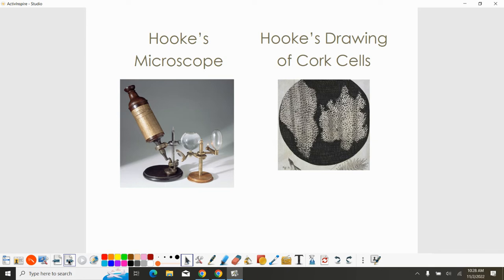Here we see a picture of Hooke's microscope, very primitive technology compared to what we'll be using in the lab. And we see a drawing that Hooke made of the cork cells that he observed. Now, it's important to note that these cork cells that he observed were actually dead cells. There was nothing inside of them. They were just the empty cell walls of once living things.